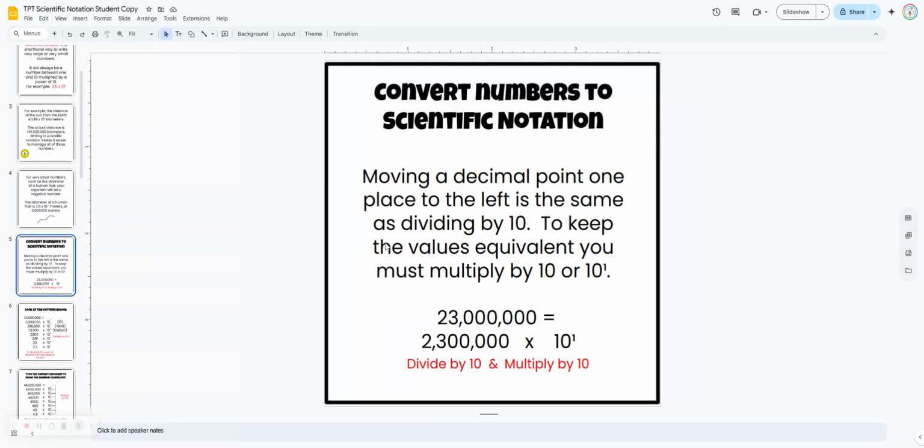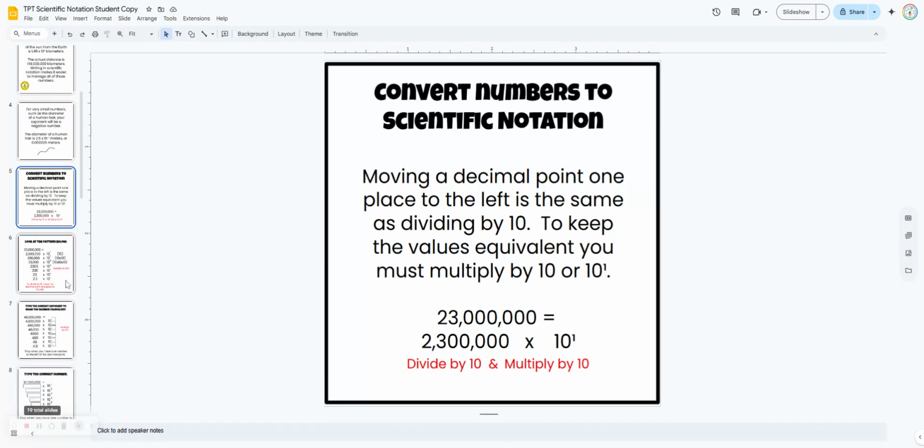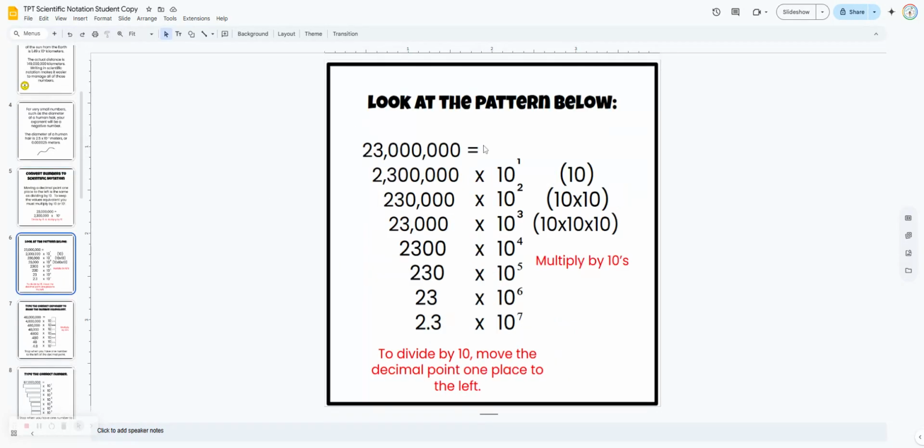Now, converting numbers to scientific notation, we're going to move the decimal point. If we move the decimal point one place to the left, it's the same as dividing by 10. So to keep the values equivalent, we're going to divide by 10 here, multiply by 10 here. We'll see on the next slide how that works. So 23 million would be the same as 2,300,000 times 10 to the first power, because we divided by 10 here and we multiplied by 10 here to keep it the same value.